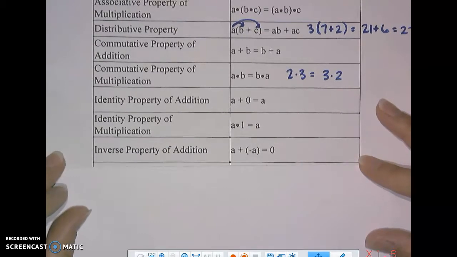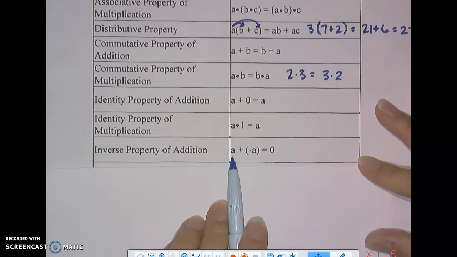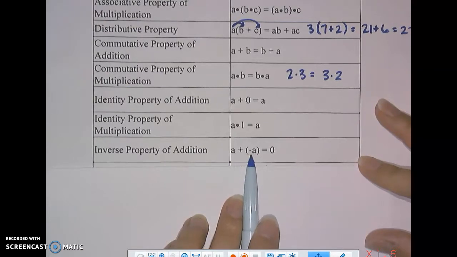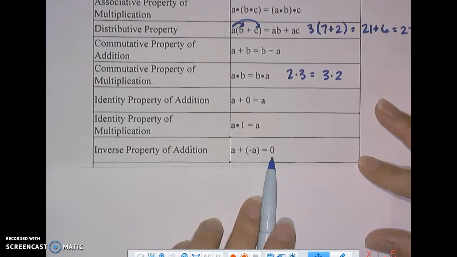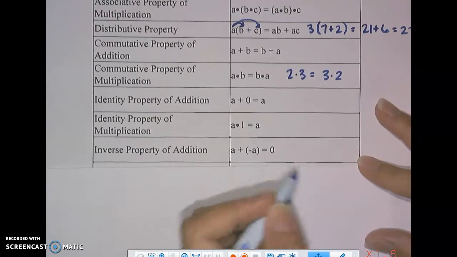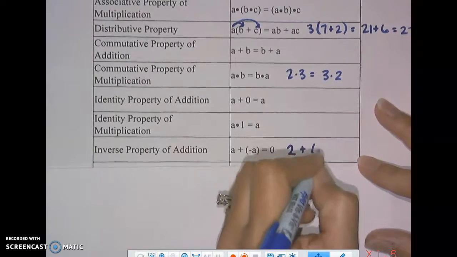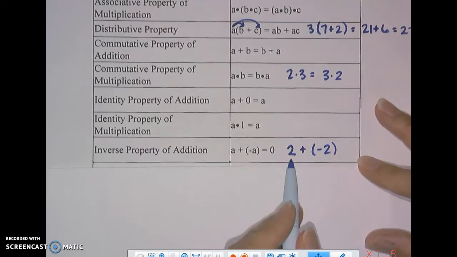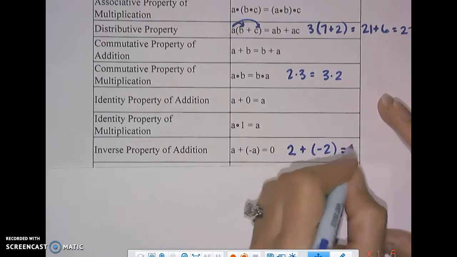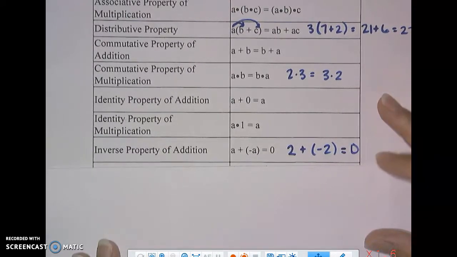The next property we have is the inverse property of addition. That tells us that if we take a number, we add the opposite or the inverse of it, that would give us 0. So, for example, if we have 2 plus the inverse of positive 2 would be negative 2. If we add those two things together, we would get 0. Okay?